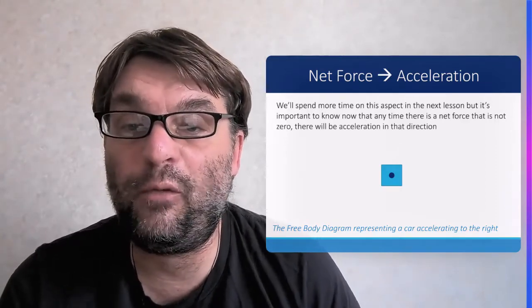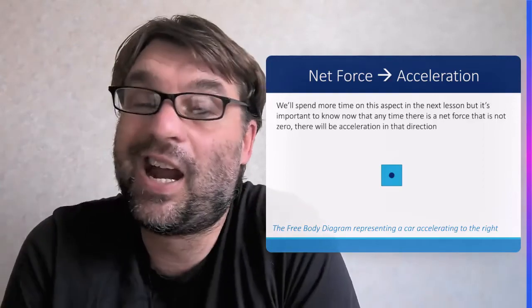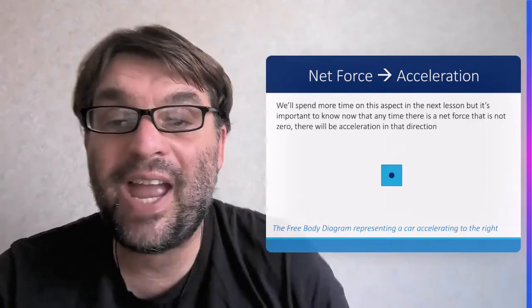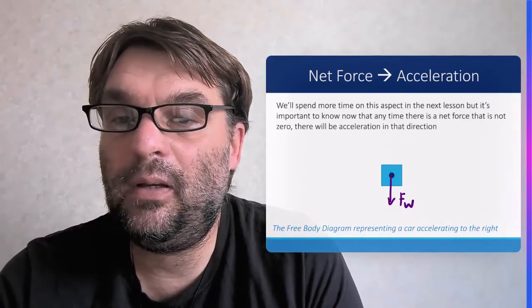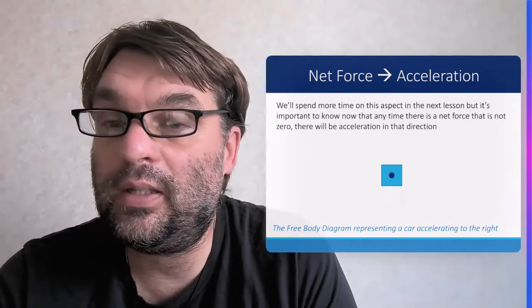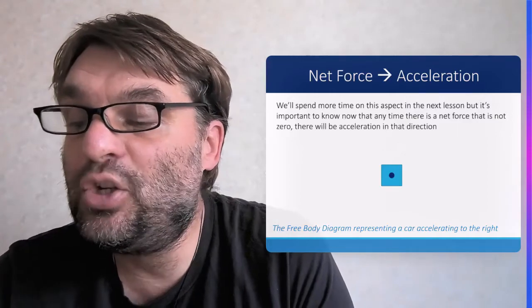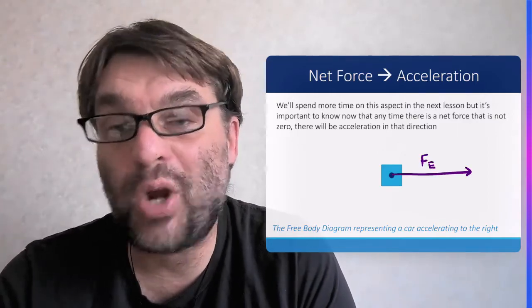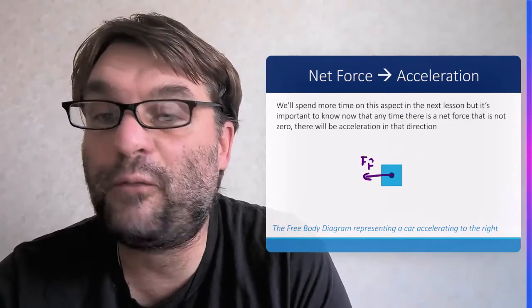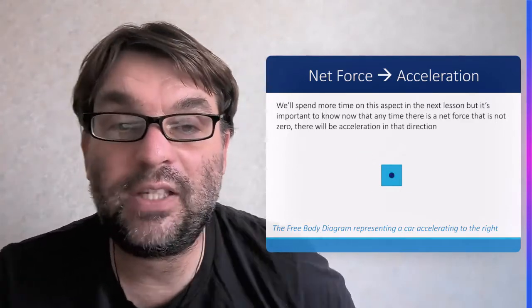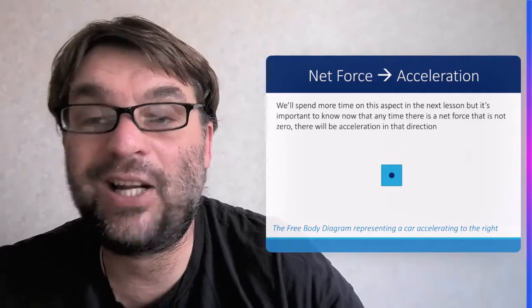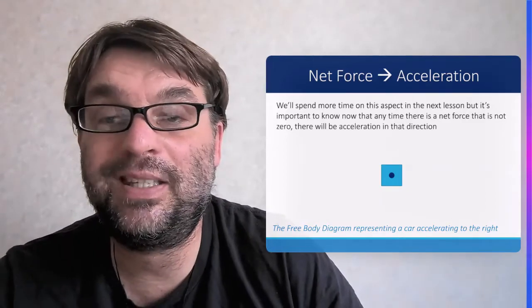So for example, for a car accelerating to the right, we have the reaction force going up, the weight force going down, and the engine force to the right should be greater than the force of friction or air resistance or drag to the left.